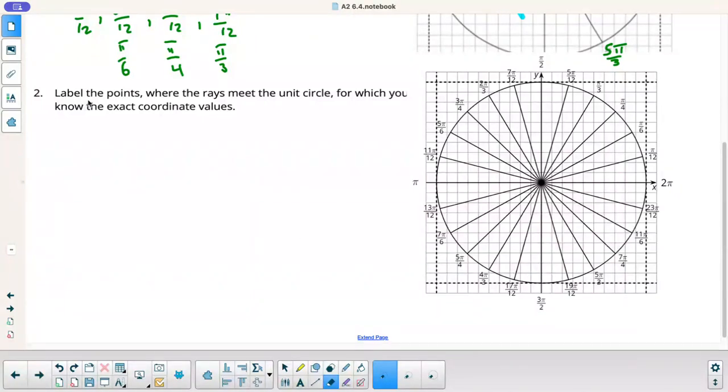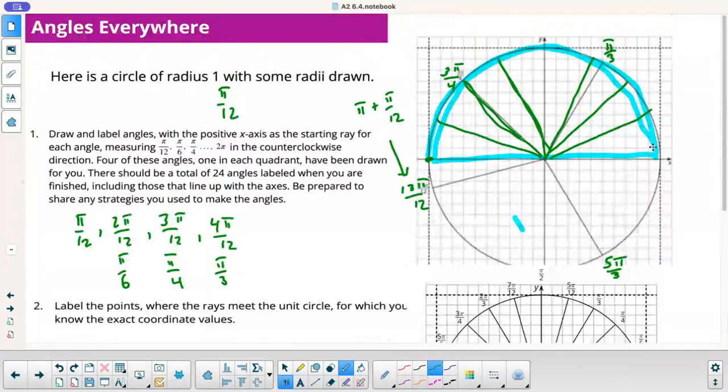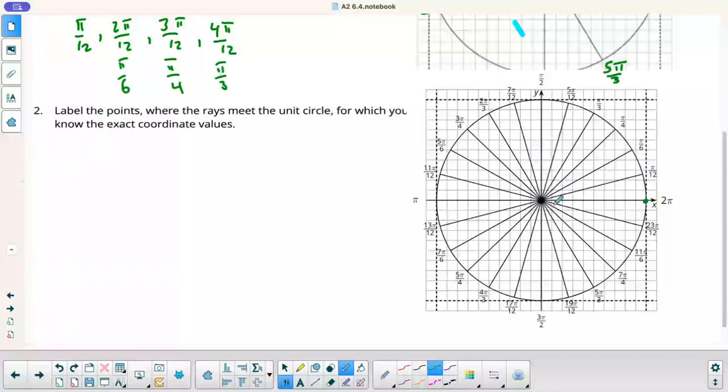Okay. All right. Label the points where the rays meet the circle for which you know exact coordinates. So we're going to see which ones are exact. So that's obviously exact. That's how long the radius is. The radius is 1. So every grid line is basically going to be 0.1. Okay, but this point here is 1, 0. This point here is 0, 1. This point here is -1, 0. And this point here is 0, -1. Okay.